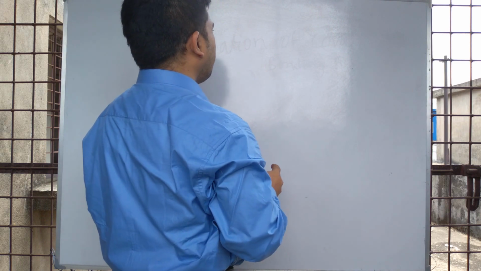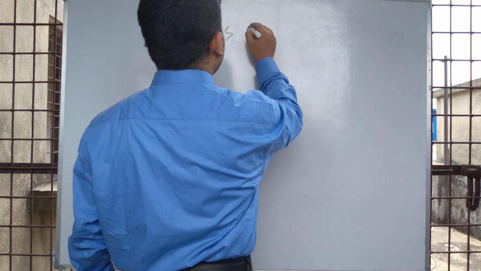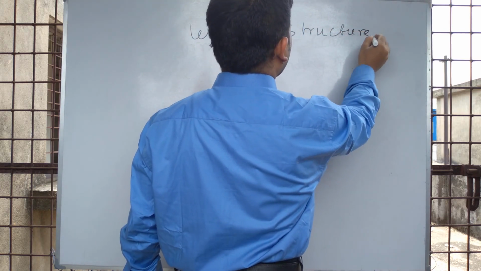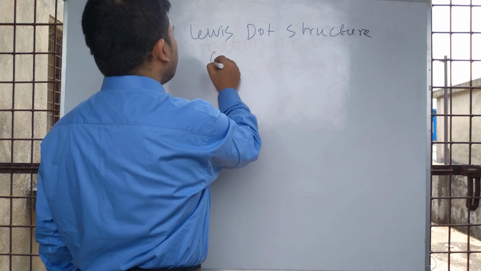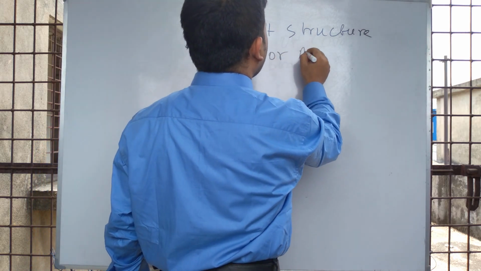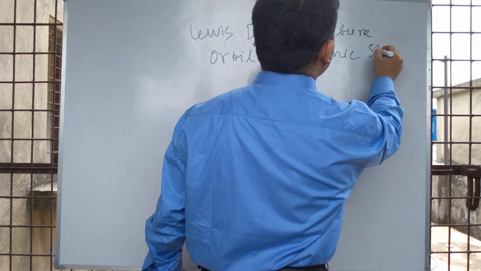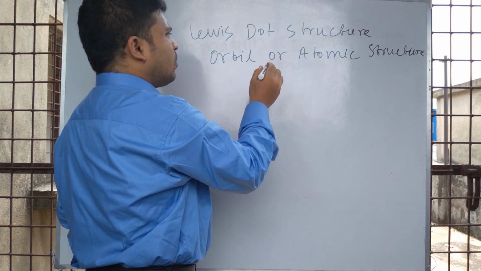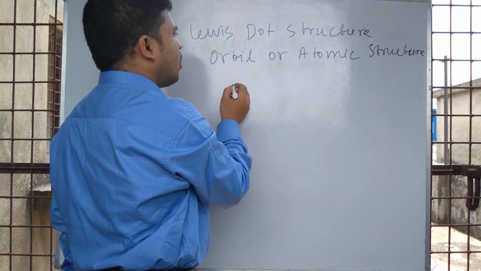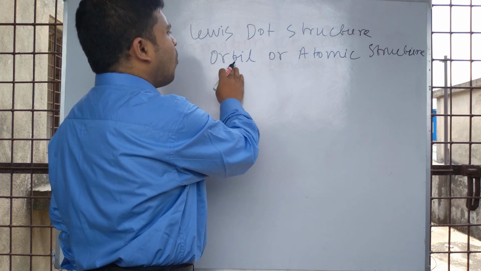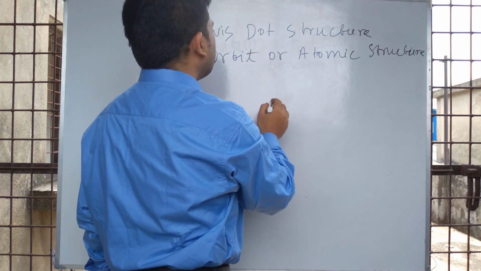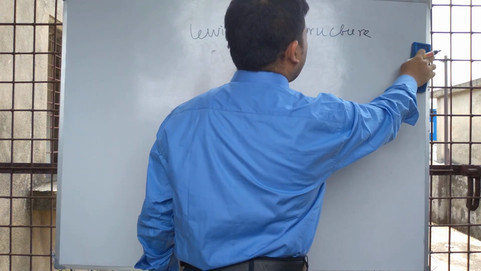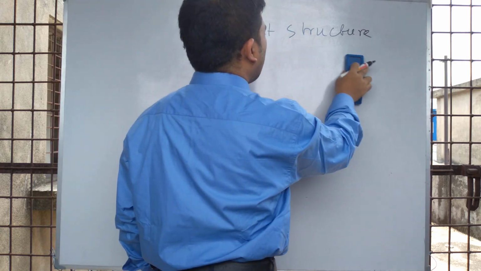And covalent compound formation can be shown by Lewis dot structure, or by orbit or atomic structure. Okay, so our covalent compound formation process can be shown by orbit or atomic structure, or by Lewis dot structure. Now at first we learn this Lewis dot structure.